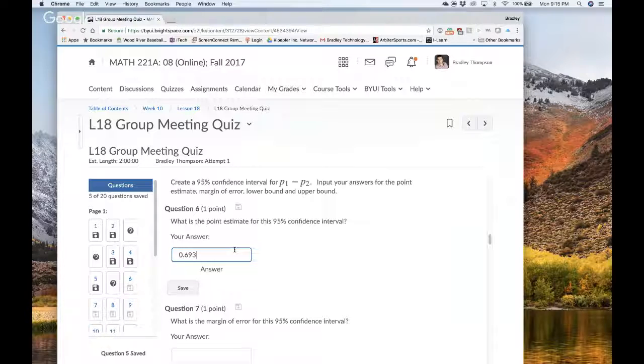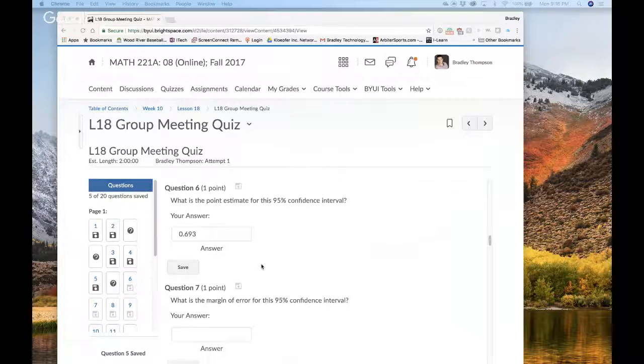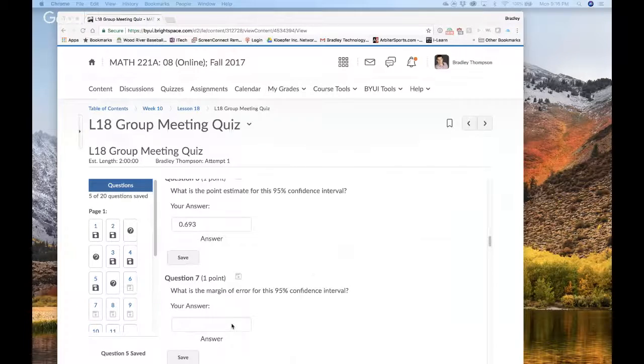I don't even remember talking about point estimate in this week's lesson. So create a 95% confidence interval for P1 minus P2. Input your answer in the point estimate, margin of error, lower bound and upper bound. Oh, okay, so that's what it is. So it is the p? It's the p-value is the point estimator.